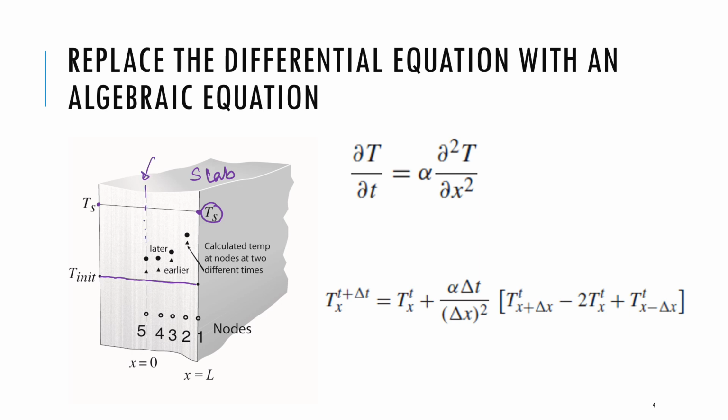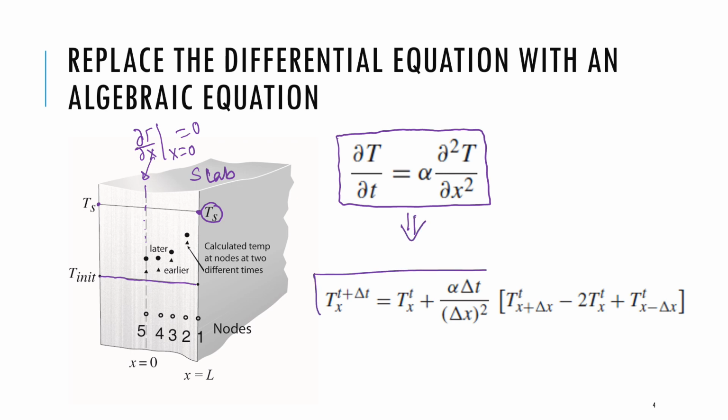So the condition here is del T del x at x equal to 0 is 0. So those are the two boundary conditions. With that, we need to solve the heat equation. That we're not going to solve the way that we know from our differential equations class. Instead, we're going to replace this equation with an algebraic equation.